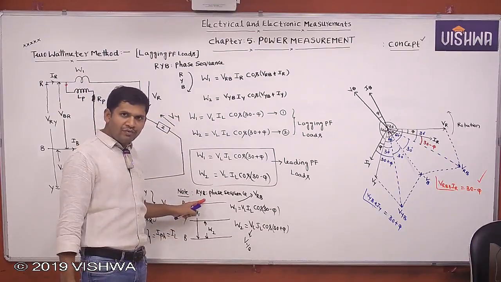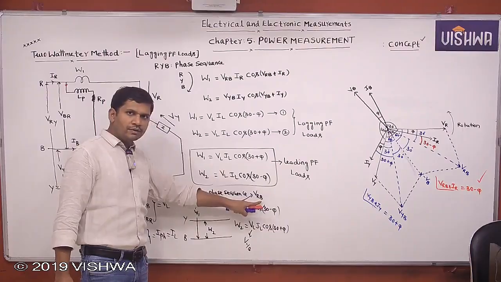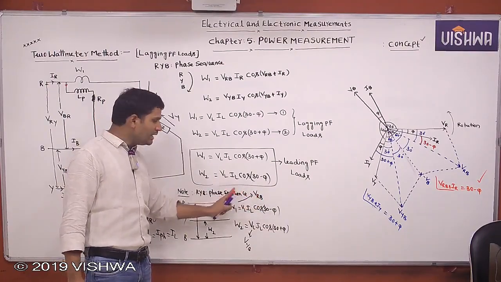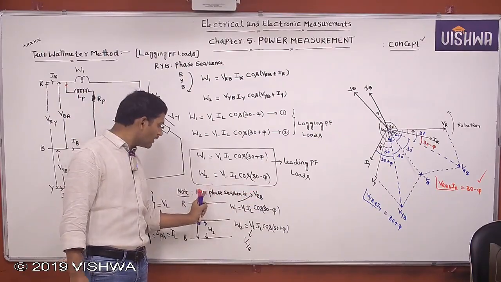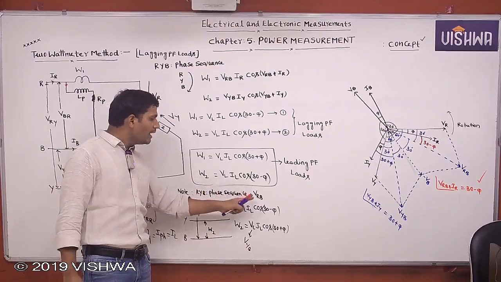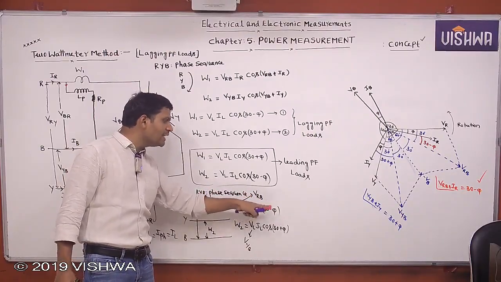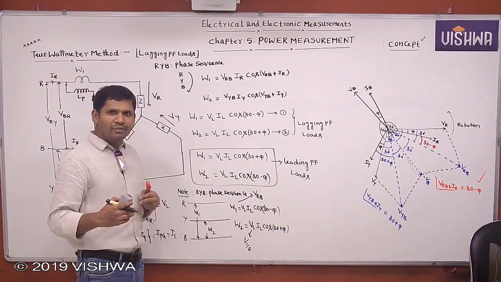According to the RYB phase sequence, after R, what do you want to get? Y. But here it is VRB. That means it is not following the phase sequence. After R we want Y phase, but here we are getting RB. Not following the phase sequence. That's why we are getting 30 minus phi. Here I am giving one observation to write the wattmeter readings directly.